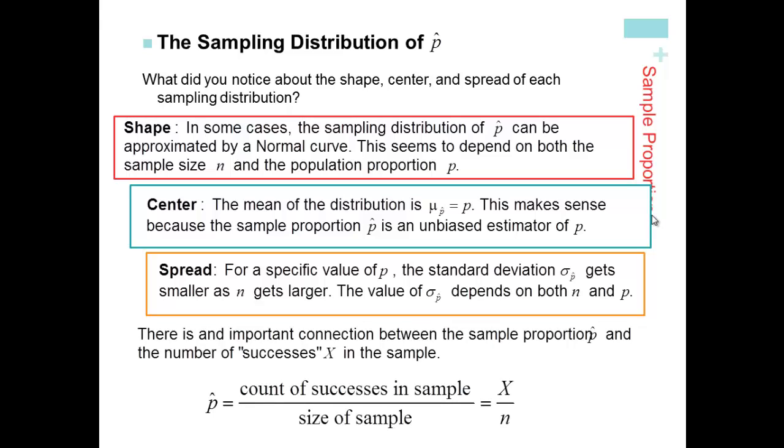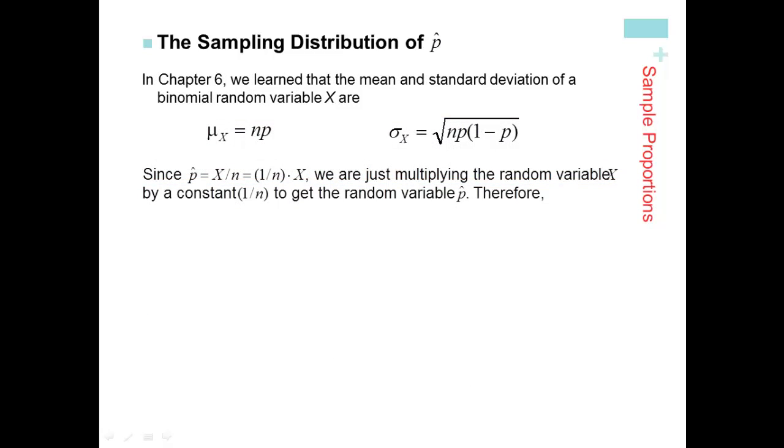There is an important connection between the sample proportion p-hat and the number of successes x in the sample. The p-hat value is equal to the count of successes in the sample divided by the sample size, abbreviated as x divided by n. In Chapter 6, if you remember, we learned the mean and the standard deviation of a binomial random variable are given by these two formulas. Mu sub x is equal to n times p, and sigma sub x is equal to the square root of n times p times 1 minus p.